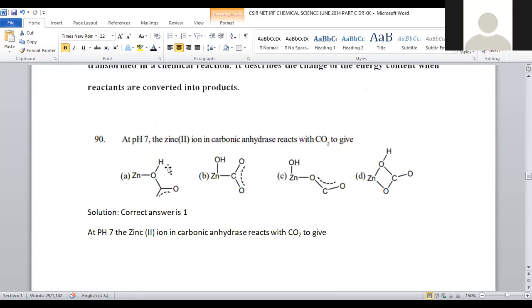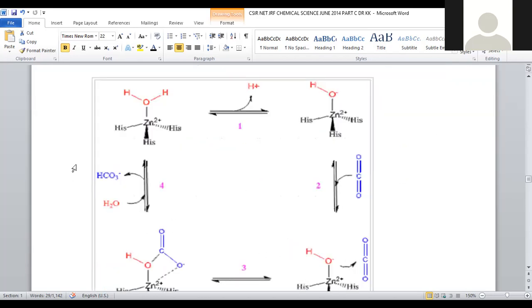Let us move on to question number 90. At pH 7, zinc ion and carbonic anhydrase react with carbon dioxide to give what? This is a bio-inorganic chemistry question, where carbonic anhydrase is a kind of enzyme. Carbonic anhydrase, upon treating with carbon dioxide, converts it into bicarbonate. Let us see the entire cycle of this carbonic anhydrase reaction in order to generate bicarbonate. First, we take a zinc central metal containing 3 histidine moieties and a water molecule, the enzyme called carbonic anhydrase.